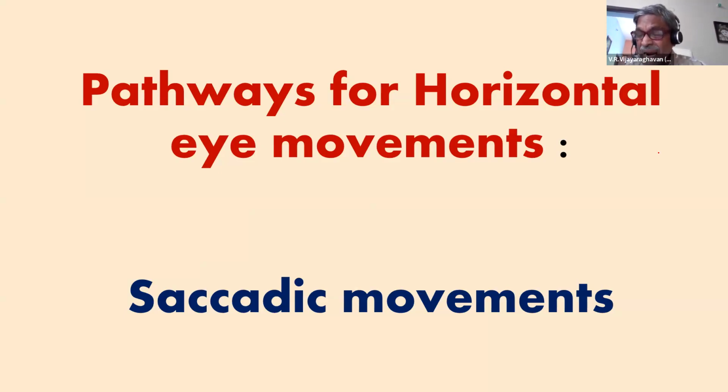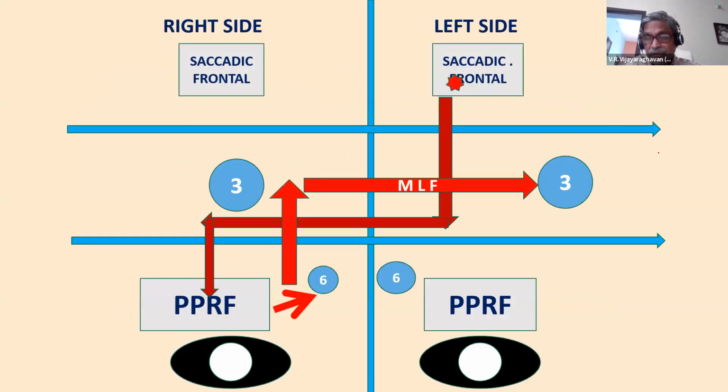But for saccadic movements, the fast movements, I told you, they are controlled by instructions coming from your frontal lobe. Imagine it's a case of the left side frontal lobe. Imagine the right side frontal lobe. Just know this.